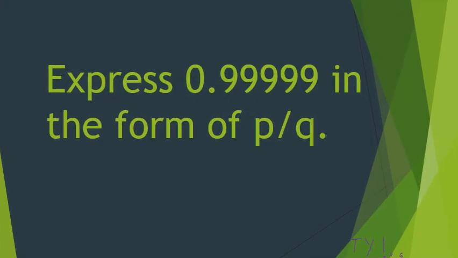Now, if you look at this question, express 0.99999 in the form of p by q. This question is for you guys, where you have to express this decimal, nothing but this irrational number, in the form of a rational number, nothing but in the form of p by q.